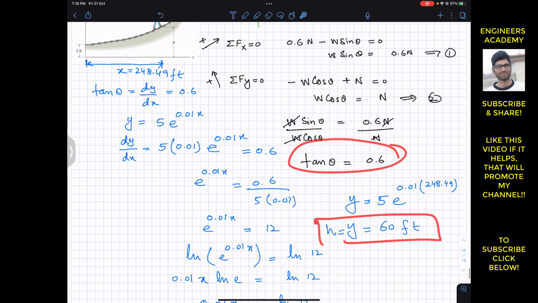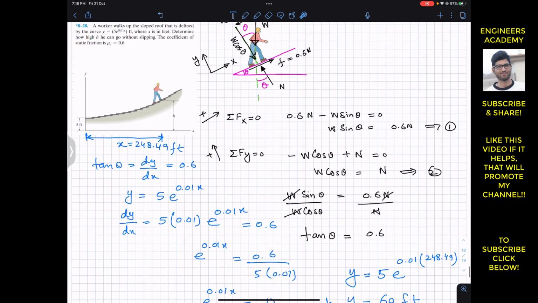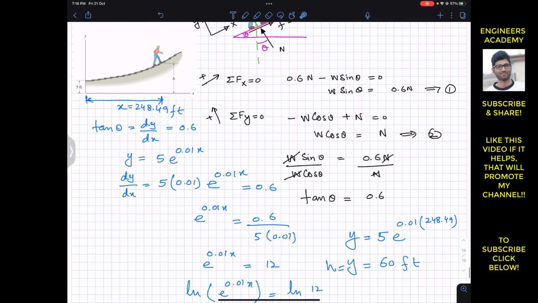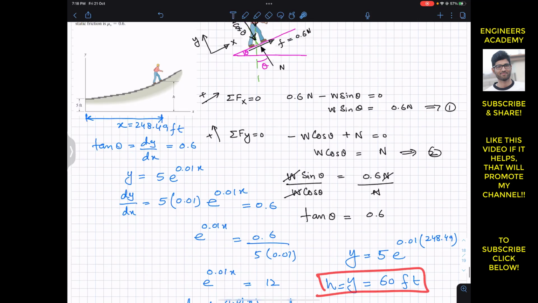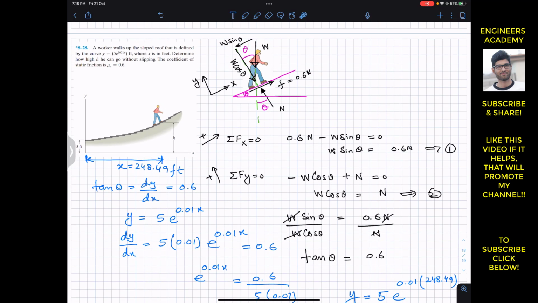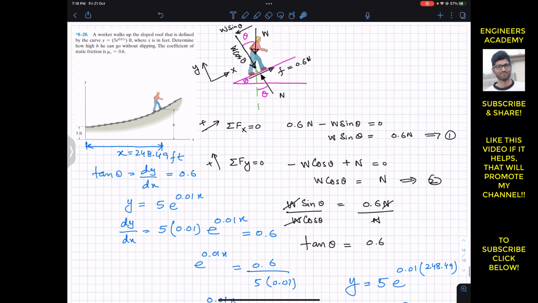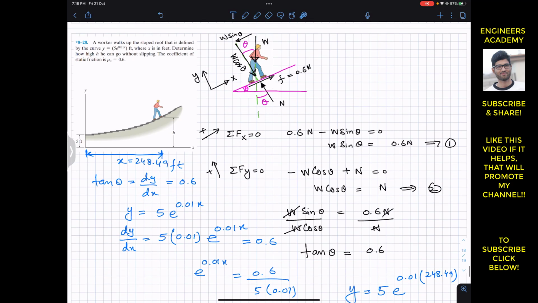And we got this tan theta using the equilibrium conditions. So now the answer is that he is at a height of 60 feet. So he can move a distance of 60 feet in the y direction without slipping. So this is the solution of this particular problem.